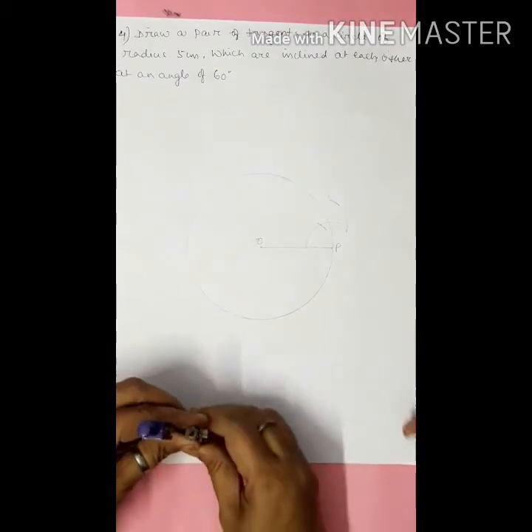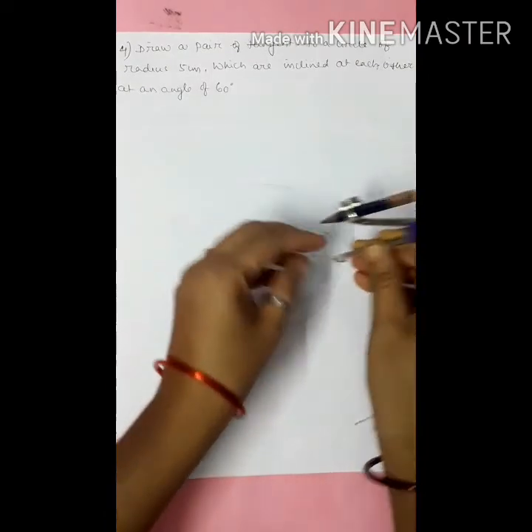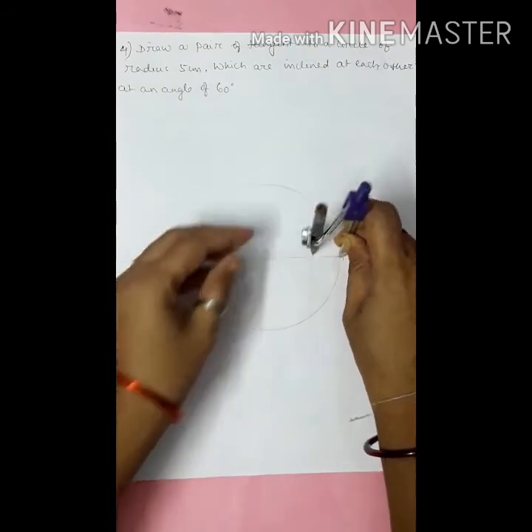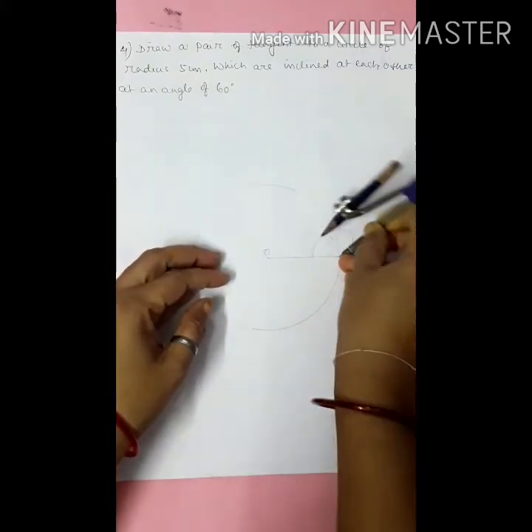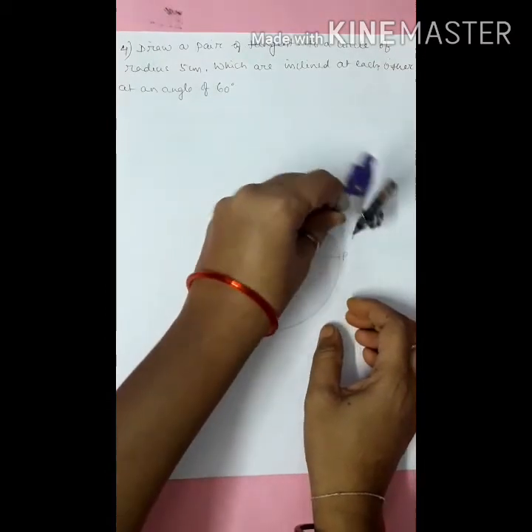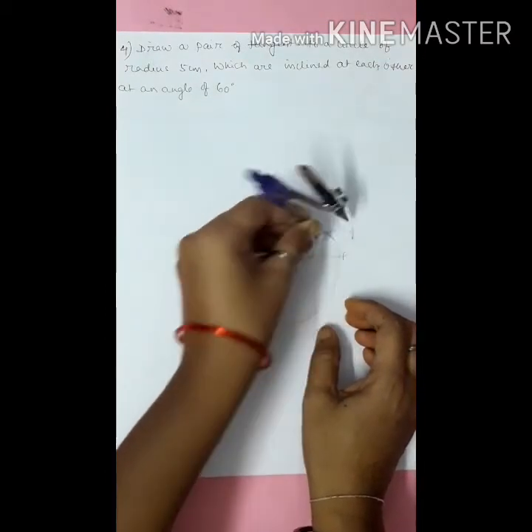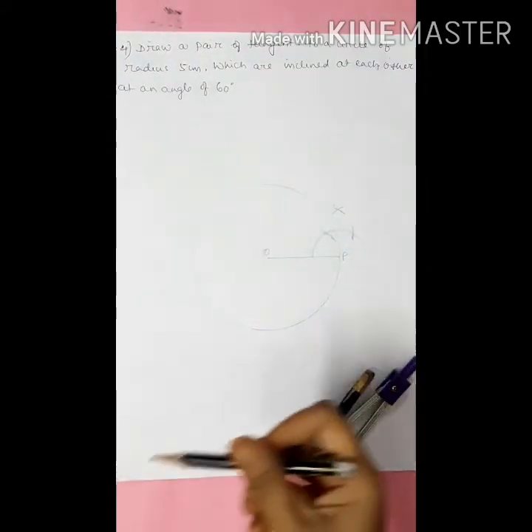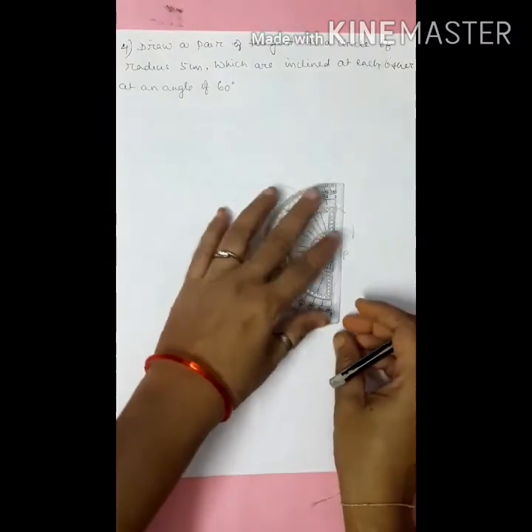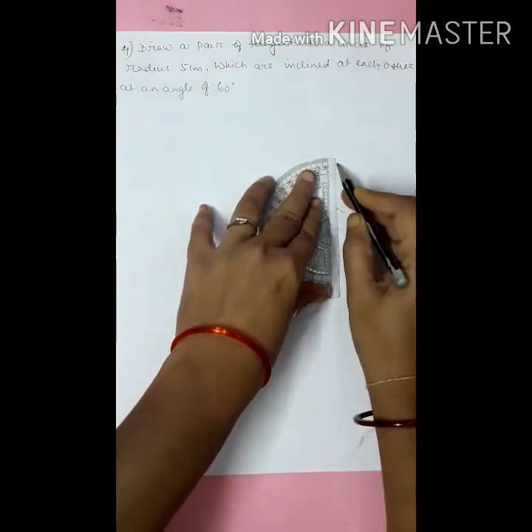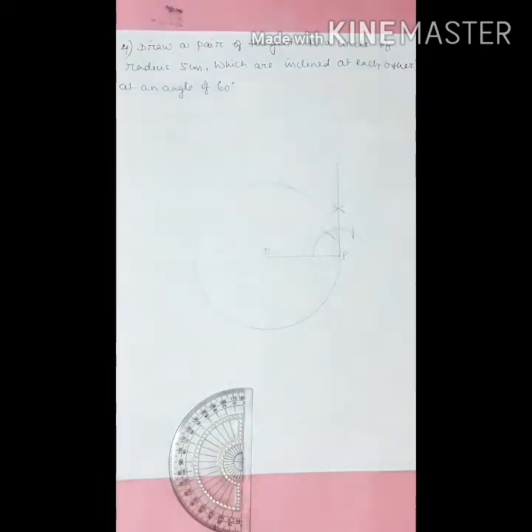Clear? So now how to construct a 90 degree? See, this is that radius. Take the radius. From here construct the first arc, then the second arc. Now from here to this. So what we will do? Construct the 90 degree here. So construct the 90 degree.